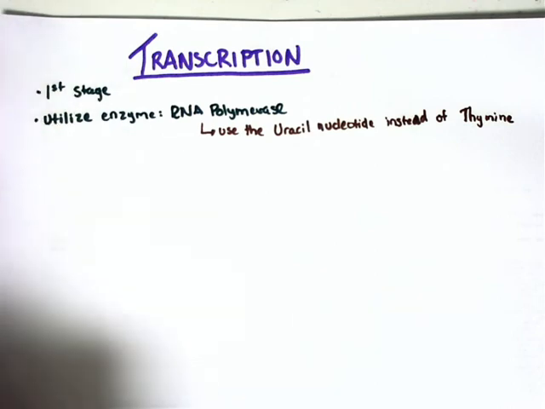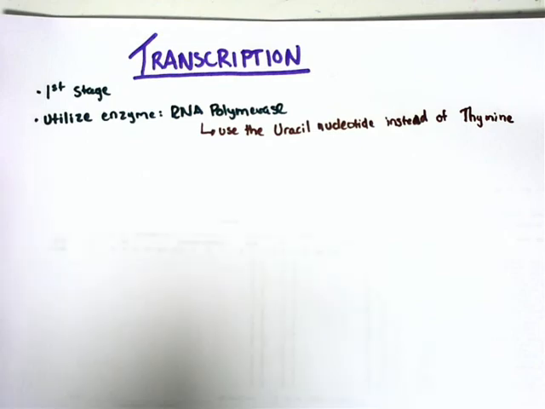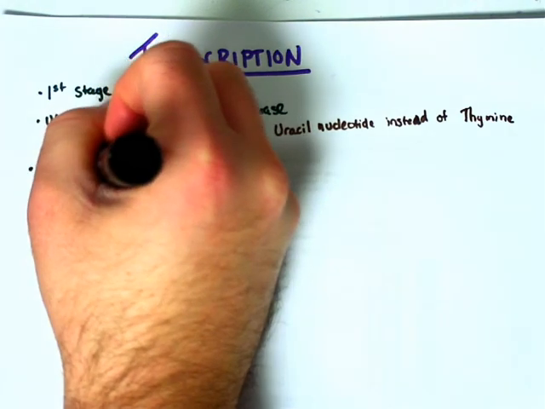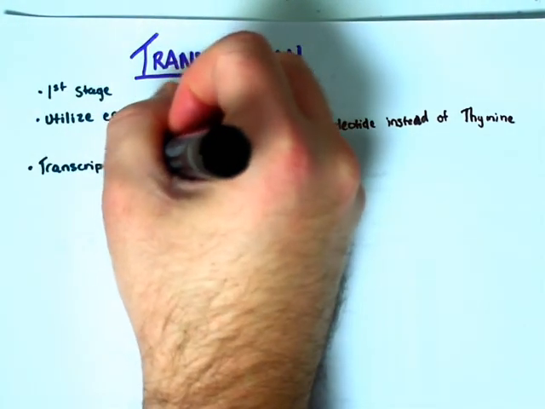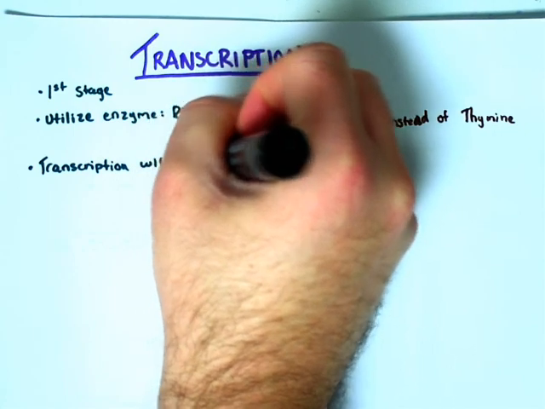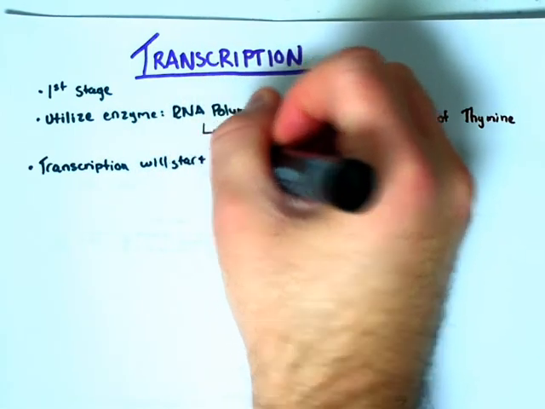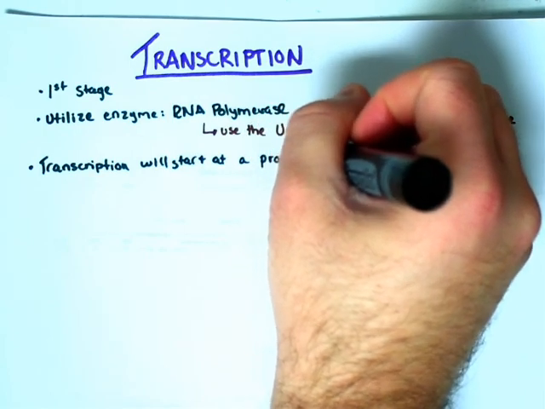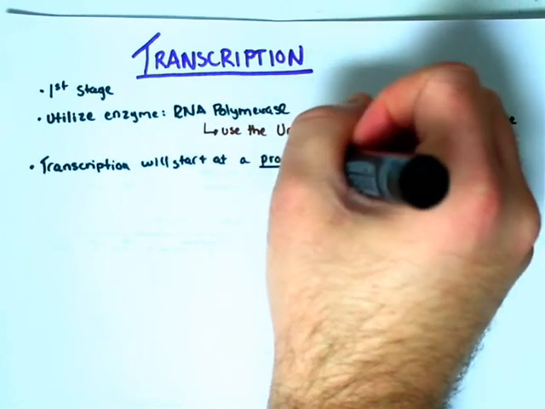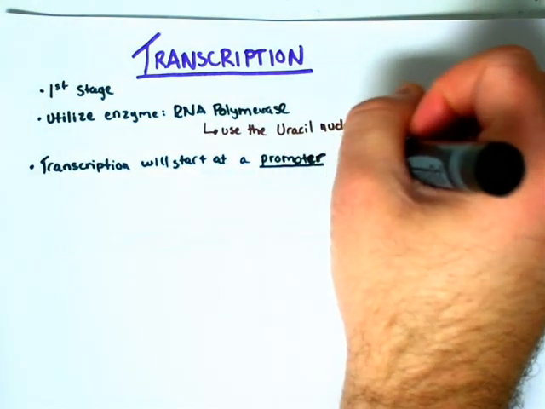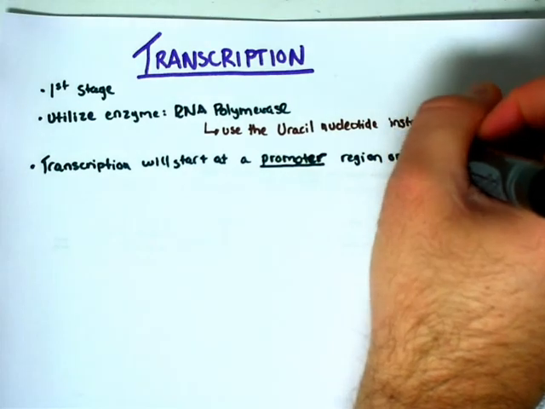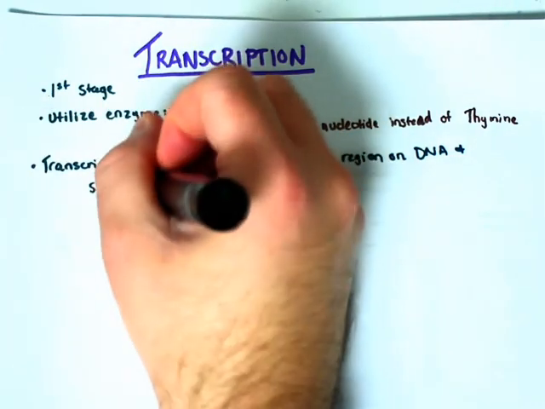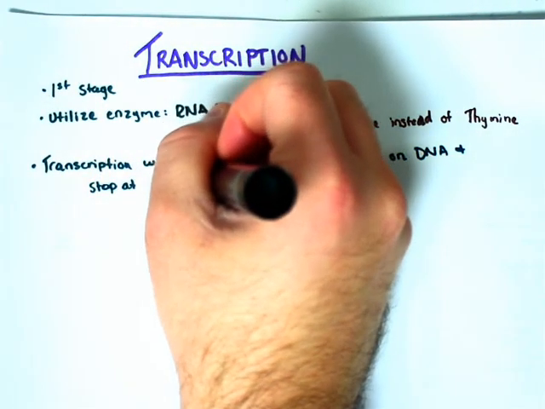And you could agree that we're probably going to be obviously reading the DNA to make this possible. So we could state that transcription will start at a promoter region that's on the DNA and will stop at the terminator region.